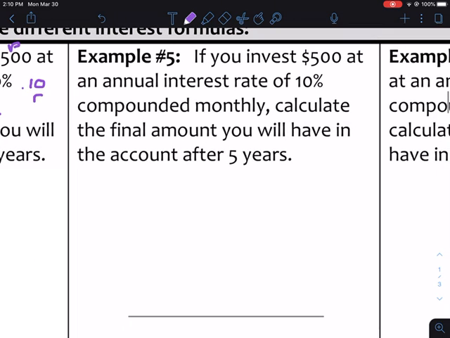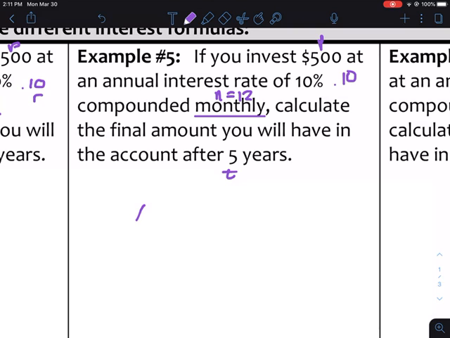Next one, if you invest $500 at an annual rate of 0.10, okay, so we start out with the same amount of money, principal, compounded monthly this time. Okay, so this means N equals, there's 12 months in a year, so that'd be 12. Calculate the final amount you'll have in the account after 5 years, T. Okay, so this is not going to use Euler's number. It's not calculated continuously or compounded continuously.